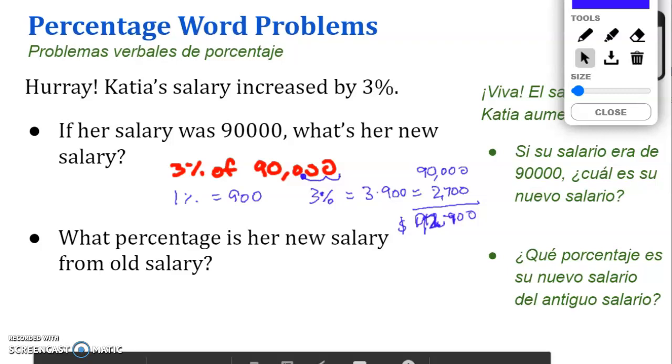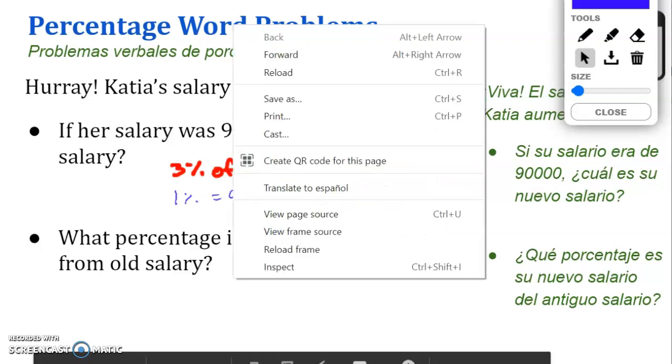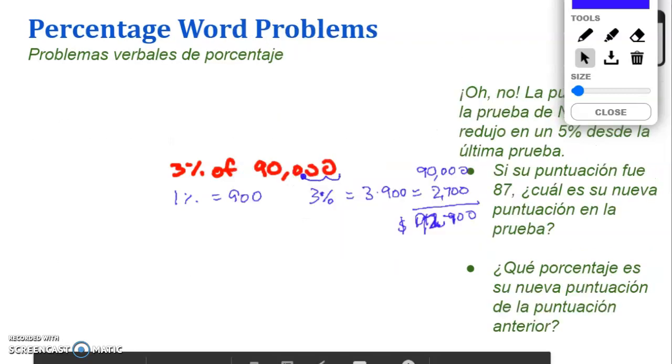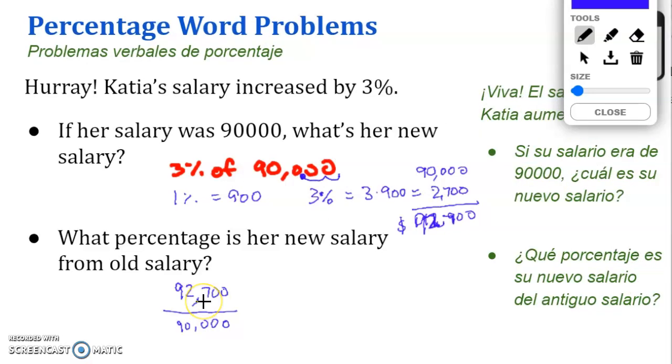The next question is asking you what percentage is her new salary from the old salary. So the new salary is 92,700 divided by 90,000. If I use my calculator, that's going to be 1.03. Notice that this is where the 3% comes in. But it is 103%. It's not just 3%.